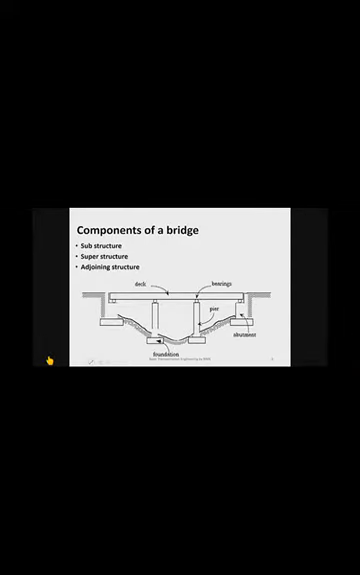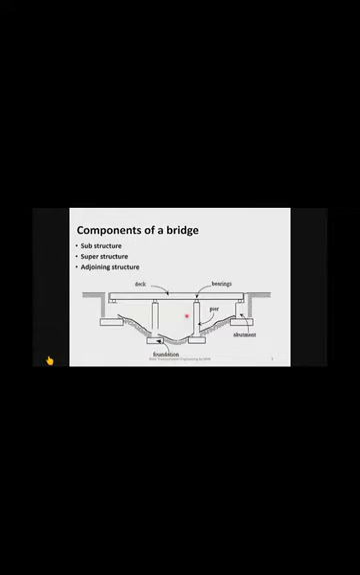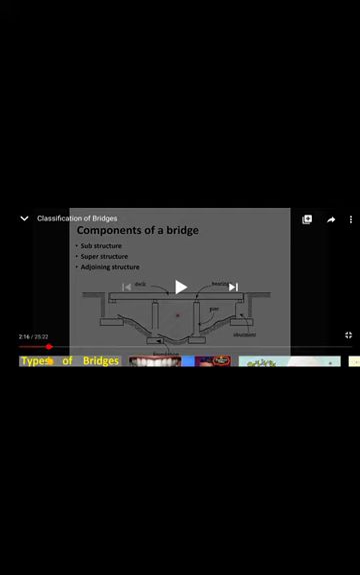So we have seen the components of the bridges. Here we have seen substructure, superstructure and adjoining structure. Here it is deck slab, bearing, pier and abutment and the foundation. Substructure means below the soil, that is substructure. Superstructure is above the water level, that is superstructure.